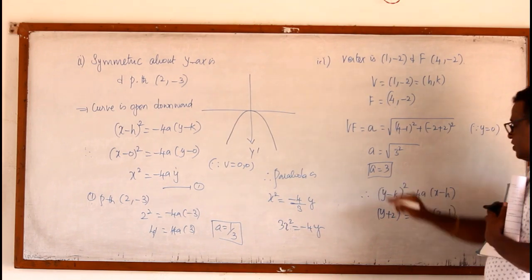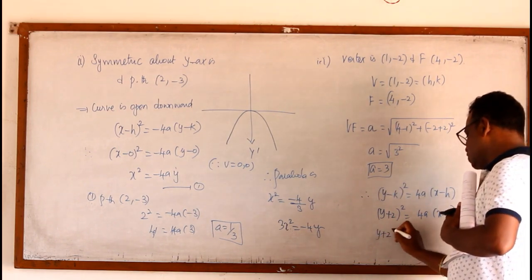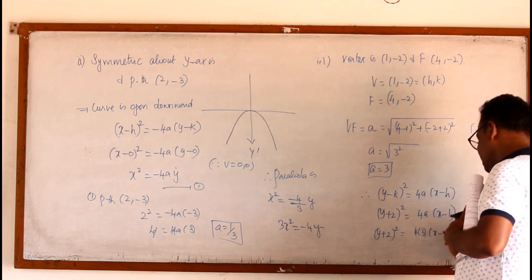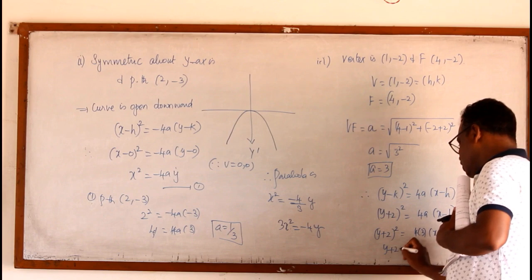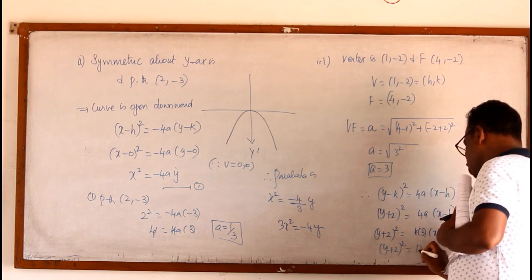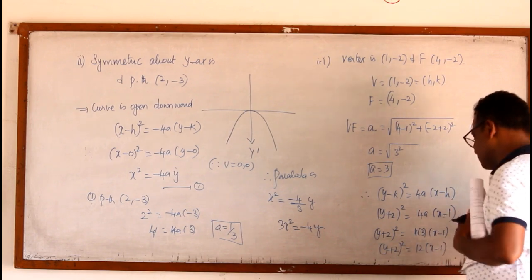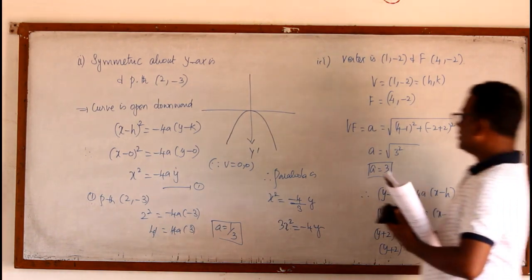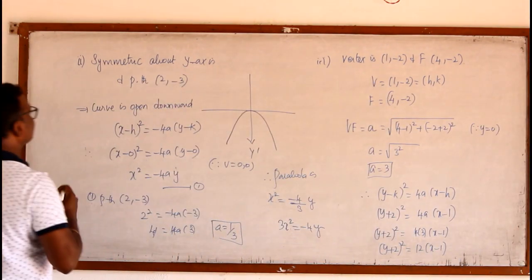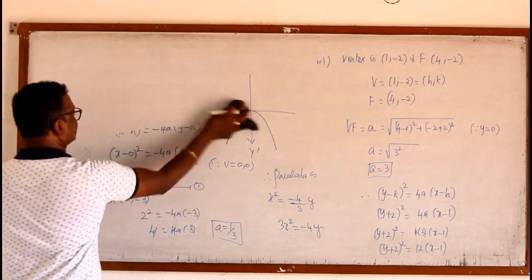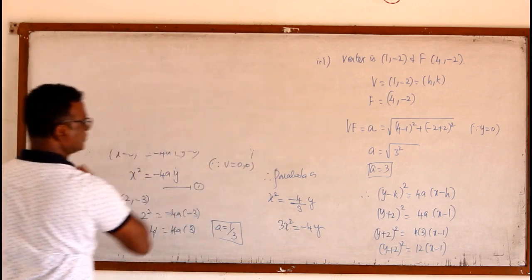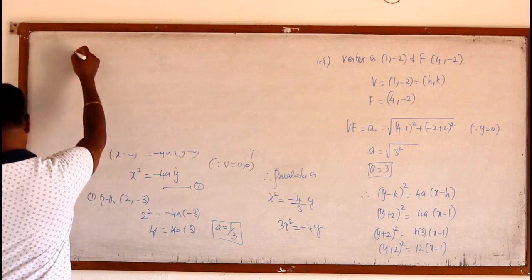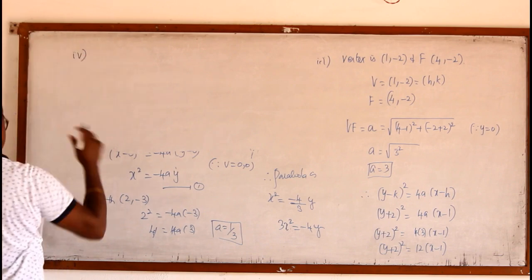We found the value of a. So, it is (y + 2) whole square equal to 4 into 3 into (x - 1). So, (y + 2) whole square equal to 12 into (x - 1). Now we shall go for the fourth one. This is the third one.